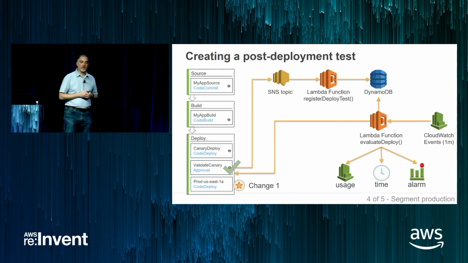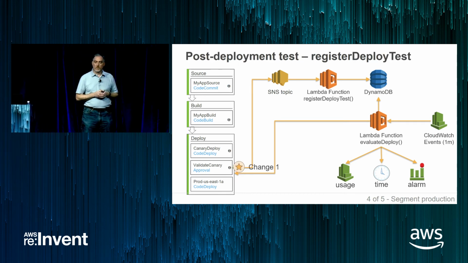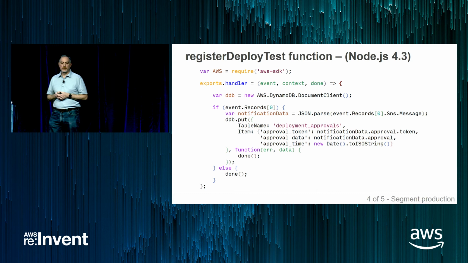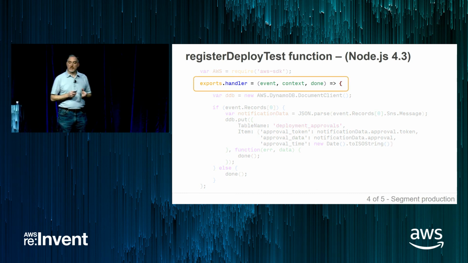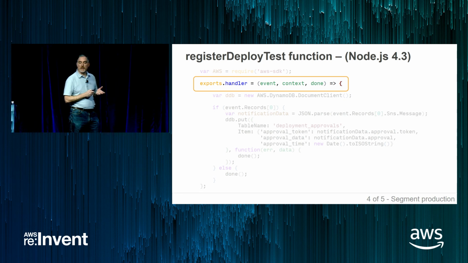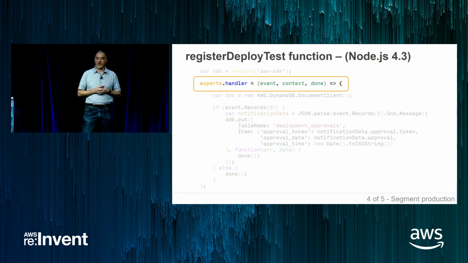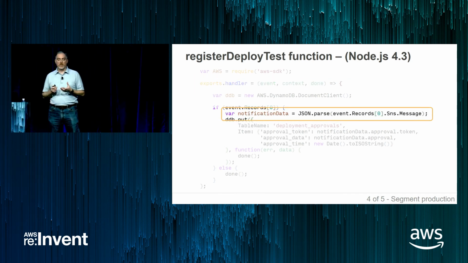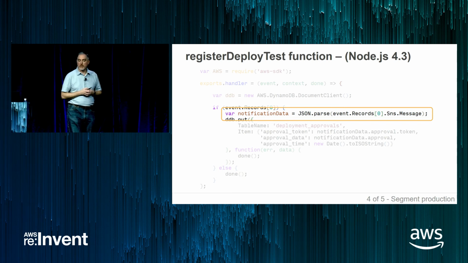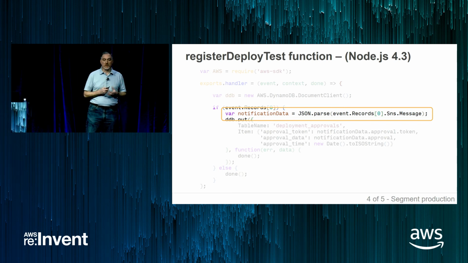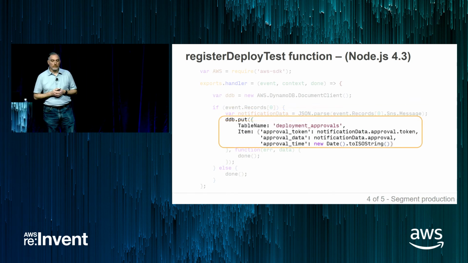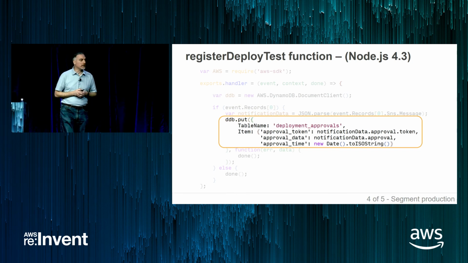Now let's look at each of these Lambda functions in a little more detail. First is the register deploy test function. Its goal is to read the approval data from SNS and write it into Dynamo. This function takes in 3 parameters. The first parameter, events, contains the information about the approval action that's been delivered from SNS. We'll pull out the approval information and put it into our notification data variable. In this example, we're just assuming one record, but in actuality, you could have many messages. Once we pull the data out, we can then write it straight into DynamoDB.